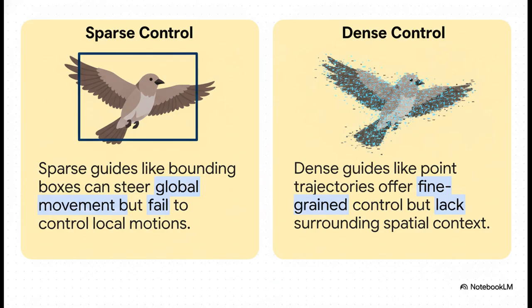Basically, the early methods fell into two different camps. On one hand, you had what's called sparse control. Think of it like drawing a big box around an object and saying, move everything in this box over there. It's okay for big, general movements, but it totally fails when you need any kind of fine detail. Then, on the other hand, you had dense control. This is the opposite. It's super specific, using pixel-by-pixel guides. And while you get all that fine-grained control, it often gets lost in the weeds. It doesn't see the bigger picture, which can lead to some really weird visual artifacts, like strange textures popping up out of nowhere.